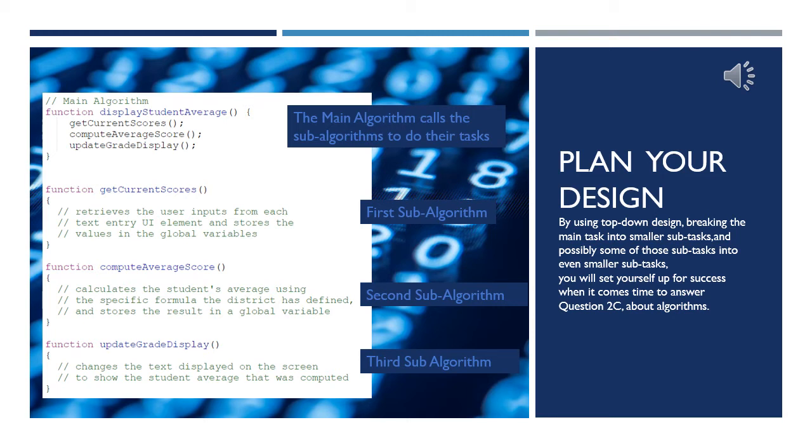And finally, updating the grade display might have several steps in itself. There might be different places where I want to put out the score and perhaps reset some of the entry boxes. So that could be a third. You don't have to have more than two, but you must have at least one main algorithm that calls two other algorithms to do their tasks.